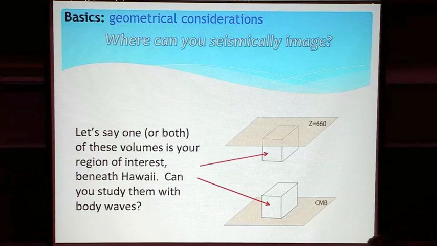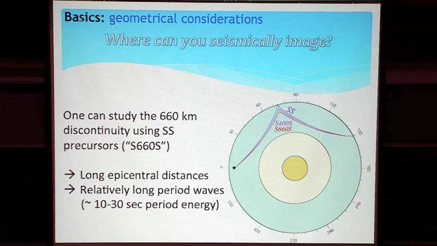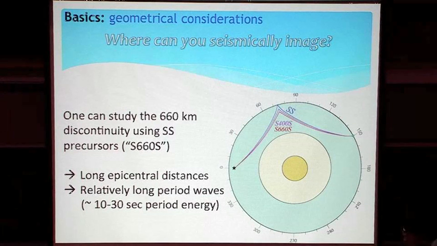And I'll just show some quick examples. If you really wanted to study the upper mantle phase boundaries, you could look at these precursors to SS. And actually, this will get you to Hawaii because you have Southwest Pacific earthquakes and Canadian stations. You have South American earthquakes and European stations. You can do this. So a really long path. They tend to be long period energy because long paths.